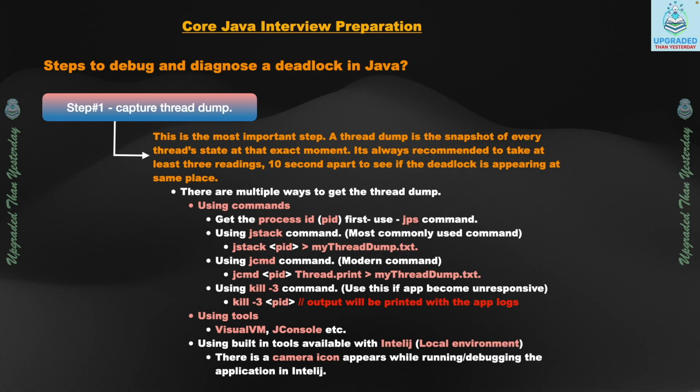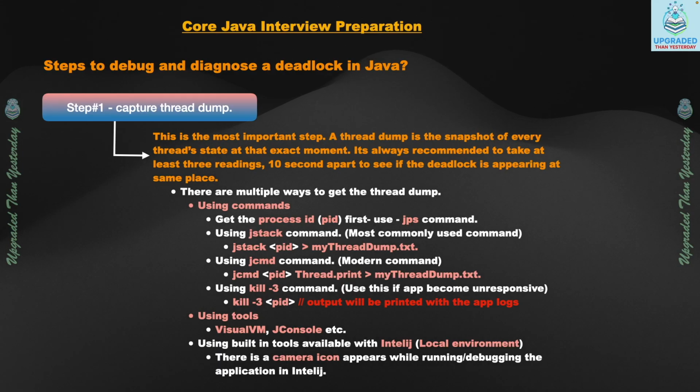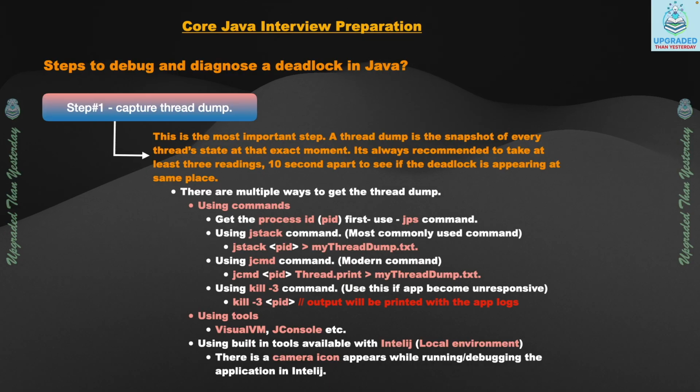Second command is jcmd. Since the jstack command can only be used to get the thread dump, the jcmd command was introduced with the Java 7 release. This jcmd command is an all-in-one command, and so it has replaced many other tools. The syntax is jcmd process id Thread.print, then redirect to the output file.